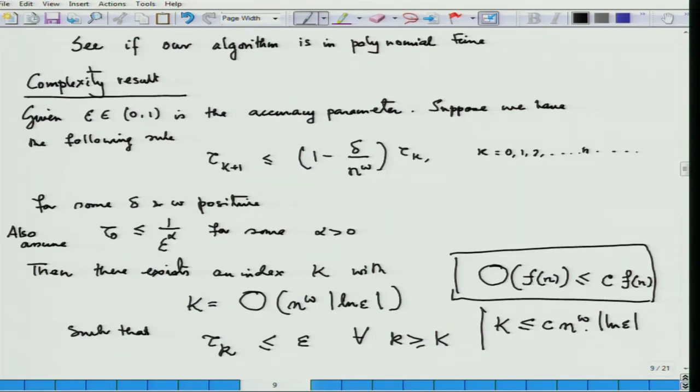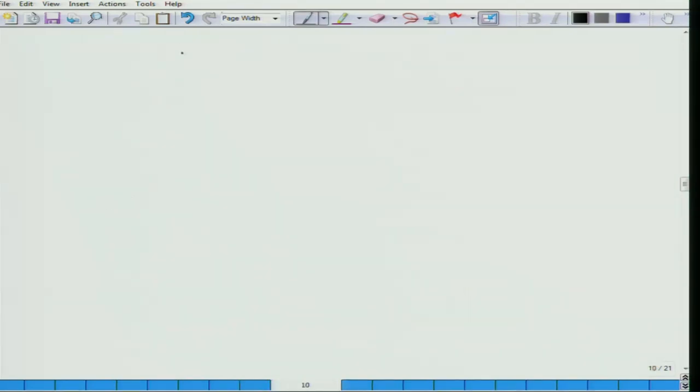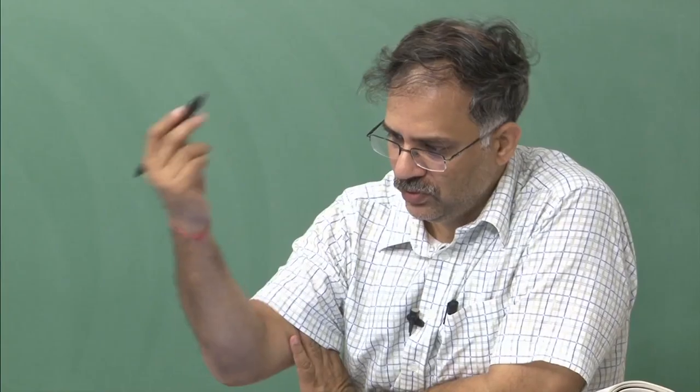Now, we are going to try to prove what is in here. How do we prove this thing? We will start with our initial expression that tau k plus 1 is less than 1 minus delta n to the power omega tau k. Now, you take logarithms on both sides, ln means natural logarithm, log to base e. You can take the log, because log is an increasing function.